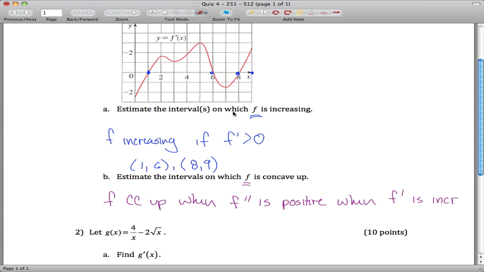So here's f prime right here. It looks like it's increasing from x is 0 up to x is 2. And it's increasing again from 3 up to 5, and then again from 7 up to 9. So I would say it's concave up from 0 up to 2. Remember, you list the x values. And then from 3 up to 5. And then again from 7 up to 9.